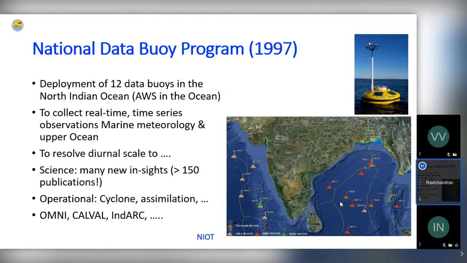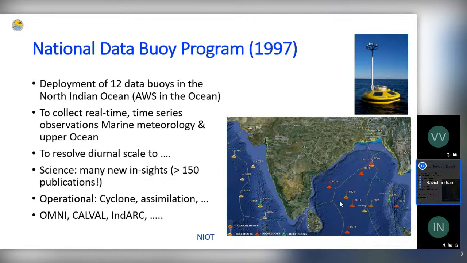So this data buoy has provided a wealth of data, basically collecting real time series observations of marine meteorology and the upper ocean. These observations are able to resolve right from the diurnal scale up to intra-seasonal, seasonal, and further time scales. We are able to resolve different things.